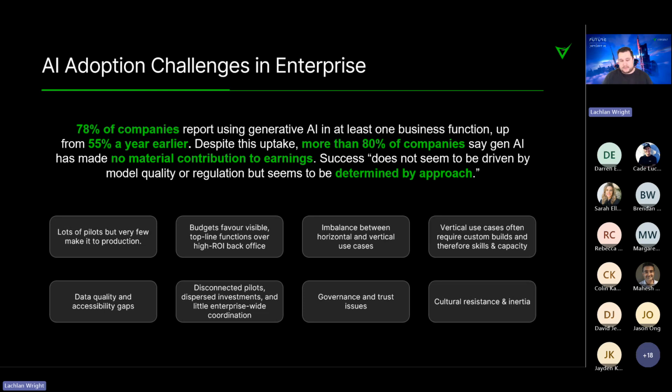And interestingly, that doesn't seem to be driven by model quality or regulation, so those technical factors, but more by your approach. So how are you using these things? How are you extracting the value from them? How are you measuring them? That's what we want to arm you with today: how do you get the right approach to agentic and generative AI so that the value flows through to the things that matter to your business, your people, your customers, and anyone else in the ecosystem around your organization.